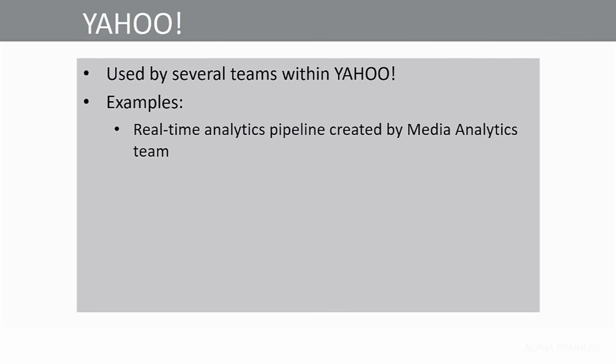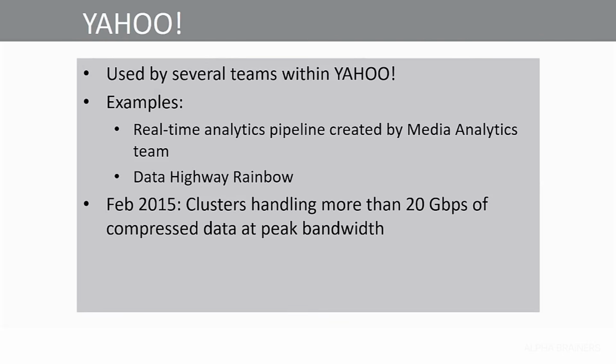To begin with, many teams within Yahoo use Kafka. For example, there's a media analytics team. They use Kafka for a real-time analytics pipeline. And there's also something called the Data Highway Rainbow, which is a service that Yahoo will host. The idea behind it is it offers the ability to do collection of data or events, transportation of data, and also aggregation of data, and it's all based on a service that they've created. If you look at statistics that Yahoo provided back in September 2015, they handle over 20 gigabytes of compressed data at peak bandwidth using just Kafka alone. The Kafka clusters handle all that data.